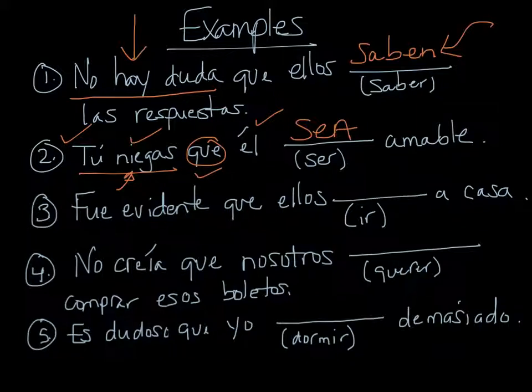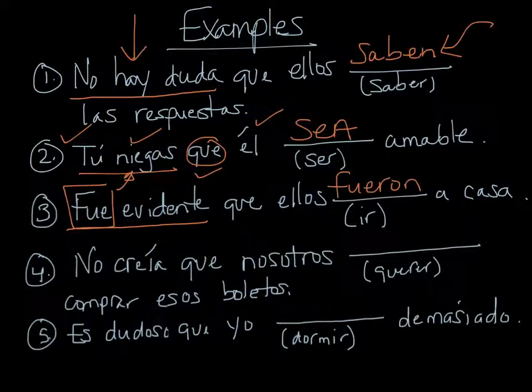3. Fue evidente que ellos ir a casa. Do I have a subjunctive setup? No. It was evident. If something was evident, then there is no doubt about it, or no denial, or no disbelief. So I'm going to stop my process, and I'm going to use the indicative. Remember, the rule of thumb. This verb is in the preterite, so I want to stay in the preterite.